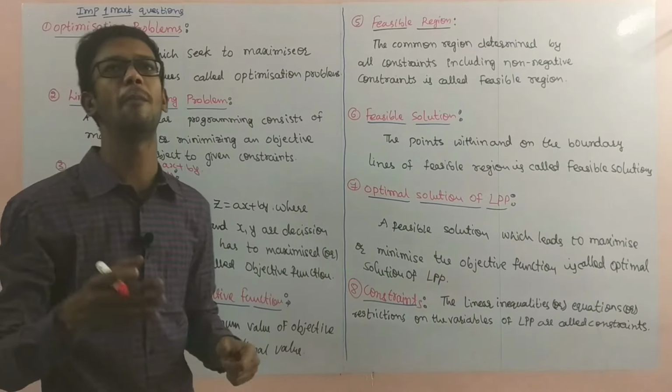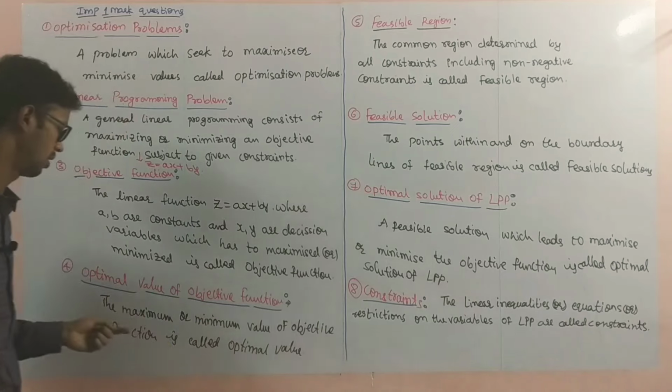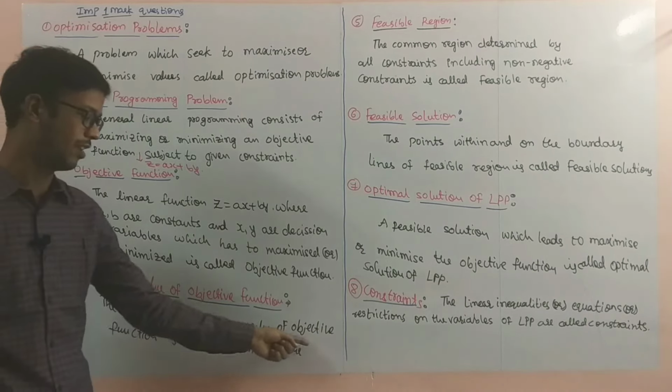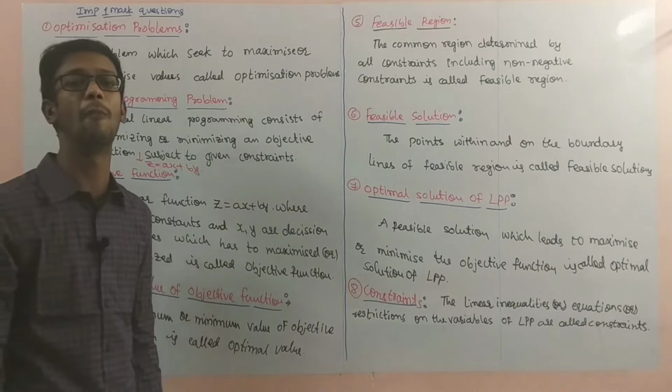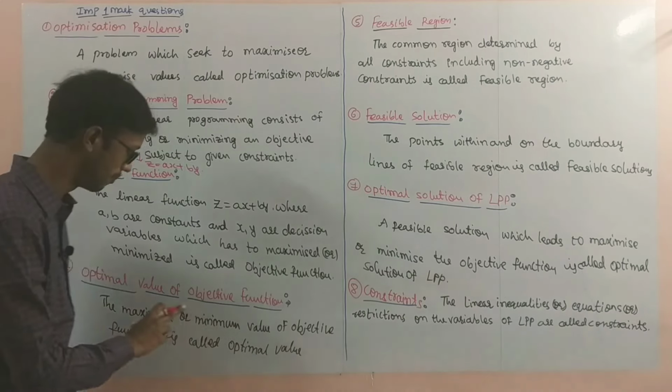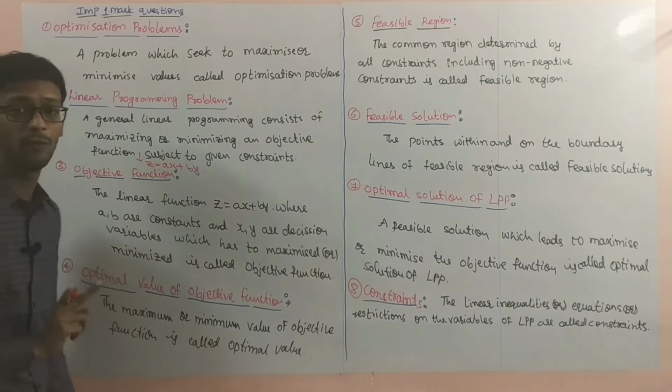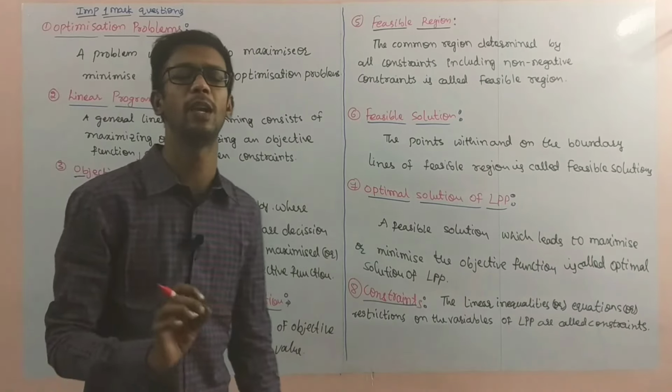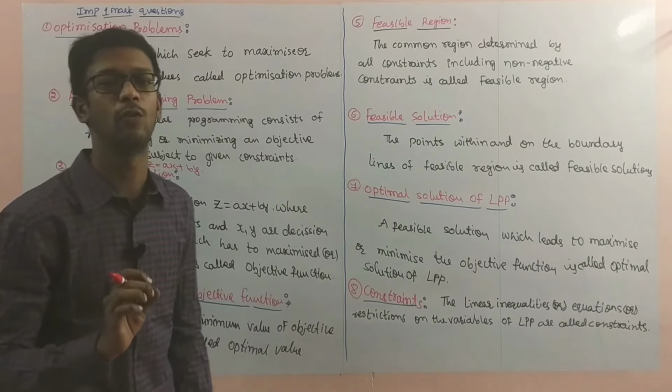Next, optimal value of the objective function. Optimal means maximum or minimum. Just the maximum or minimum value of the objective function is called the optimal value.